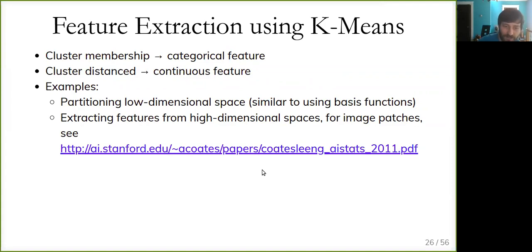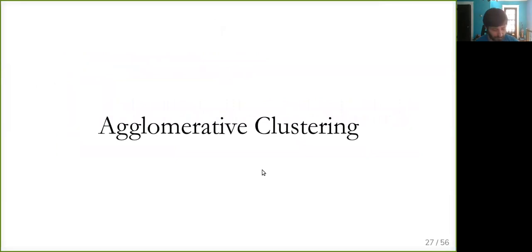So let's move on to agglomerative clustering. Agglomerative clustering is also one of the very traditional and foundational ways of doing clustering. Sometimes also known as hierarchical clustering, though they're not entirely the same thing, it's a family of algorithms that usually work in a greedy way by merging existing clusters iteratively. People have been using or working on this for decades.